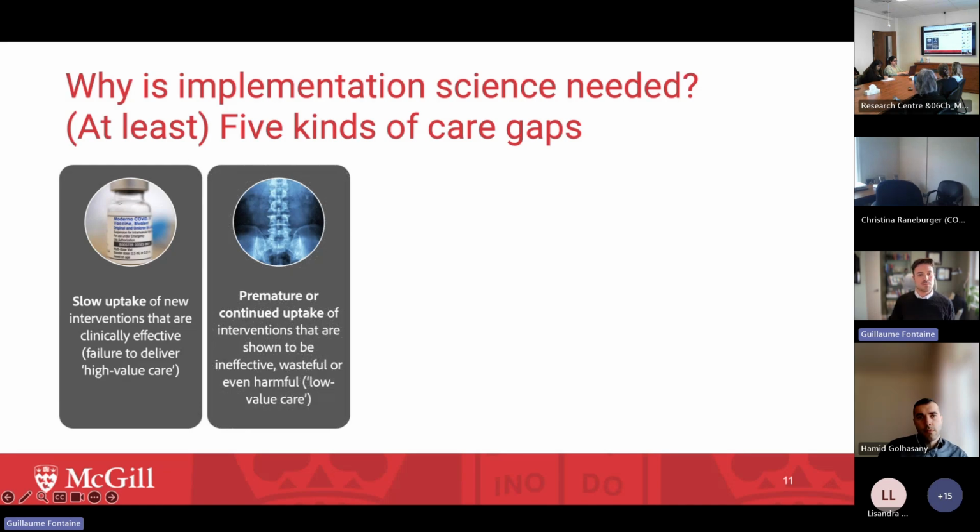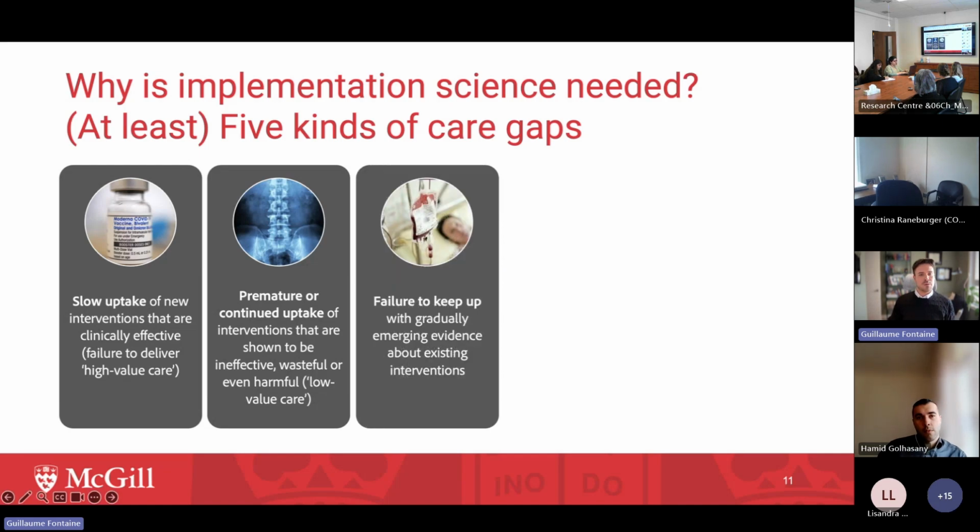The second reason is the premature or continued uptake of interventions that are shown to be ineffective, wasteful, or harmful. So for instance, for clients who have low back pain, there's been a lot of evidence showing that we do too much imaging for low back pain. So there are more risks than benefits associated with that. There's a specific field within implementation science called de-implementation that looks at reducing low-value interventions.